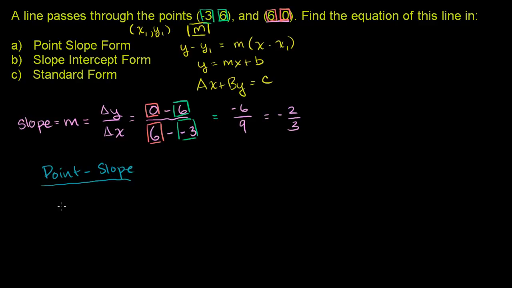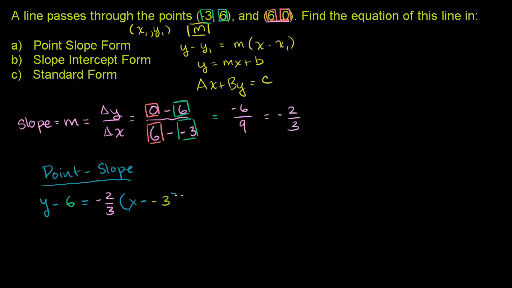All we have to do is we say y minus. Now, we could have taken either of these points. I'll take this one. So y minus the y value over here. So y minus 6 is equal to our slope, which is -2/3, times x minus our x coordinate. Well, our x coordinate is -3. X minus -3.